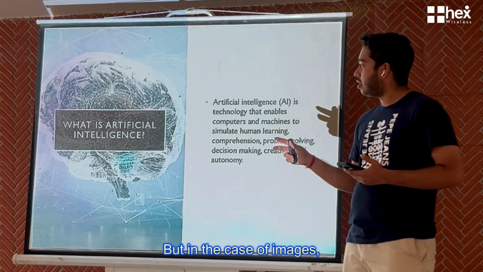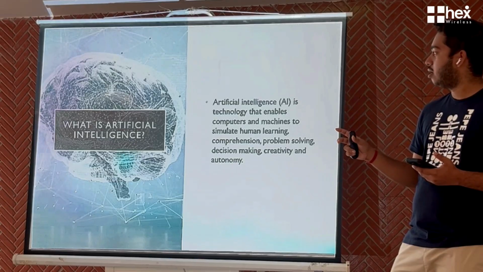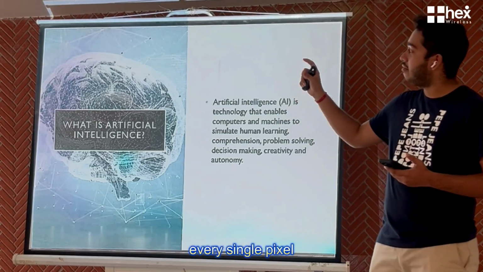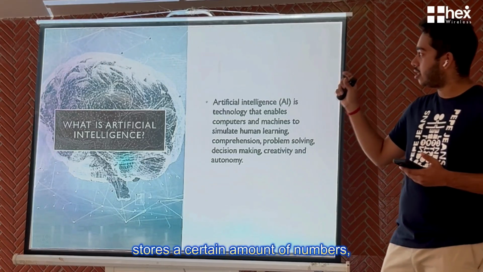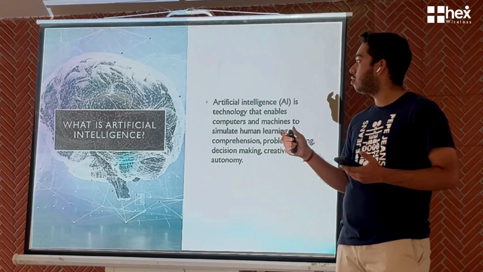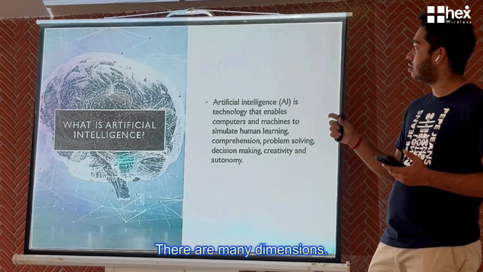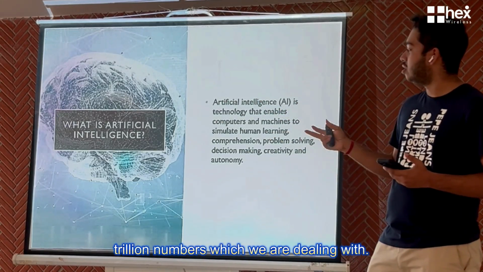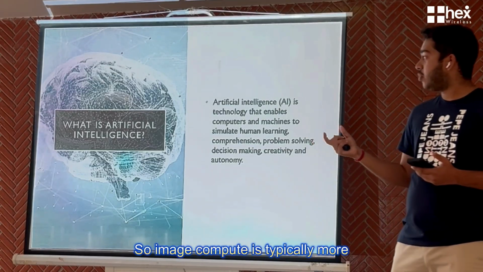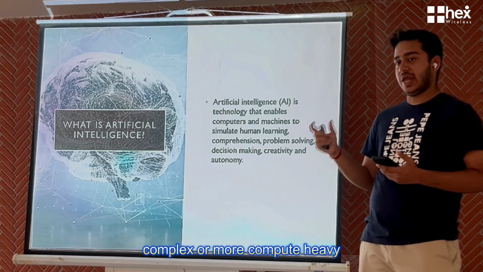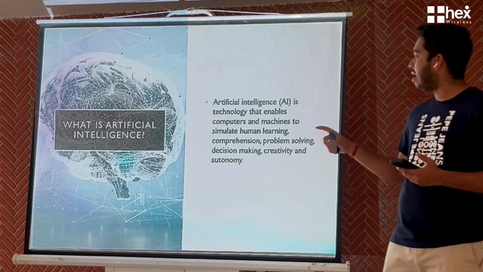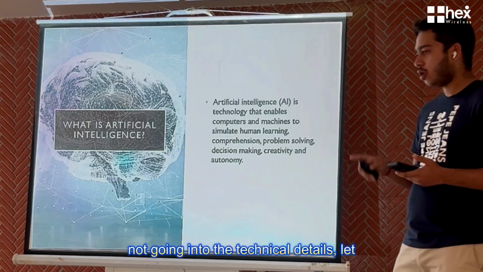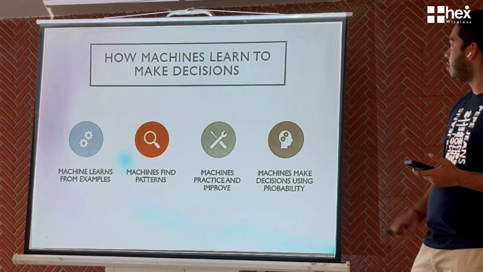But in the case of images, it is pretty different from text. Different in the sense that images usually, as we can see, every single pixel stores a certain amount of numbers, hundreds of numbers. These numbers are stored in a vector of n dimensions. There are many dimensions. So if I consider this image, there might be trillions of numbers which we are dealing with. So image compute is typically more complex, more compute heavy than textual compute, right? Not going into the technical details, let us move forward.